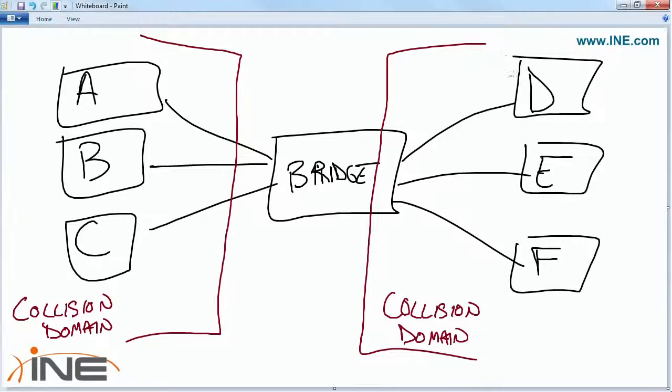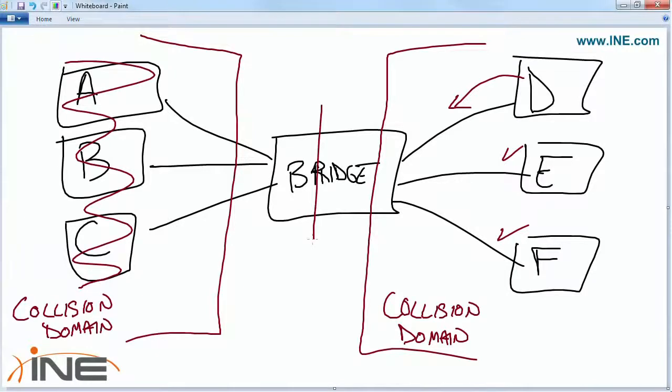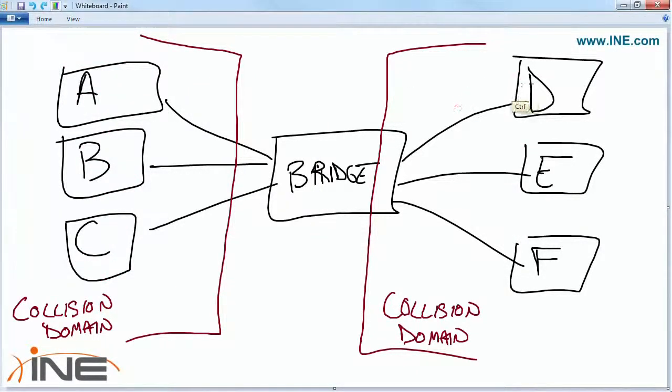So the advantage of this is that when D wants to send traffic, it only has to listen to see if E or F are sending, but not these three. Because the bridge is separating this as an electrical function where data that's generated over here is not automatically sent to this side of the network.